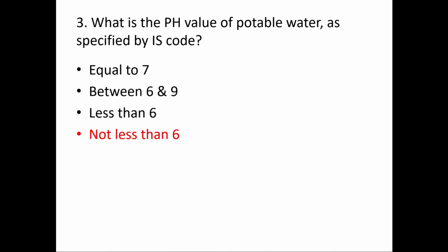What is the pH value of potable water as specified by the IS code? As per Indian Standard IS 456:2000, clause 5.4.2, the pH value of potable water should not be less than 6. So you have to remember that the pH value of potable water should not be less than 6. Moving on to the next question.